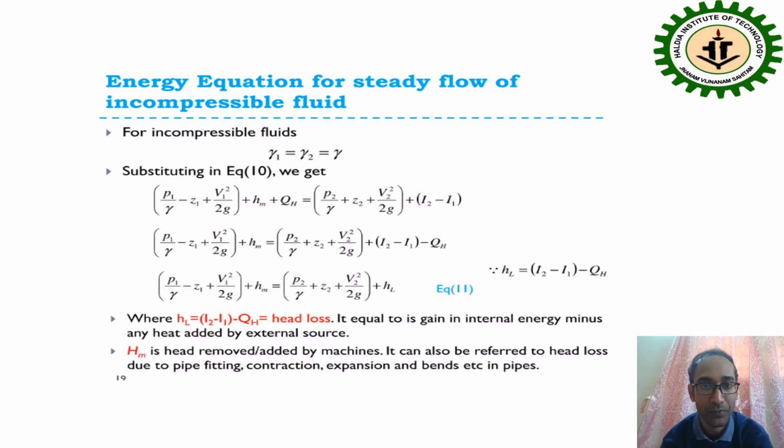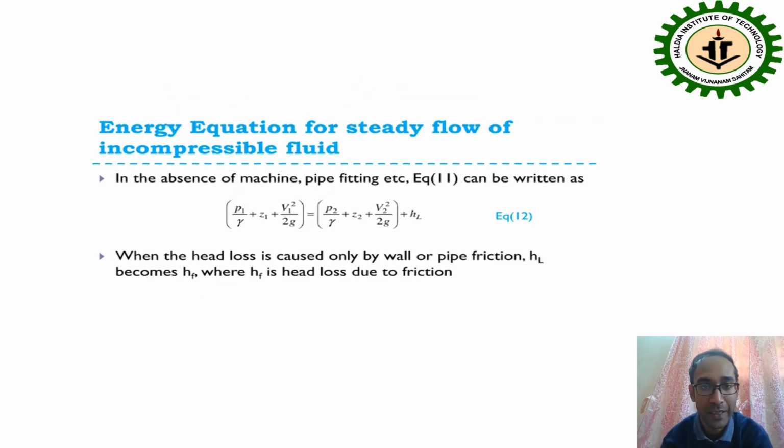It is steady flow. So for an incompressible fluid, gamma is the same. Substituting this for incompressible fluids, it becomes this equation, and HL becomes I2 minus I1 minus QH. This is the head loss, and HM is the head removed or added by the machine, and this is equation 11. In the absence of a machine, pipe fitting, etc., it can be written like this. HL is caused only by the wall or pipe friction, so HL becomes HF, and HF is the head loss due to friction.